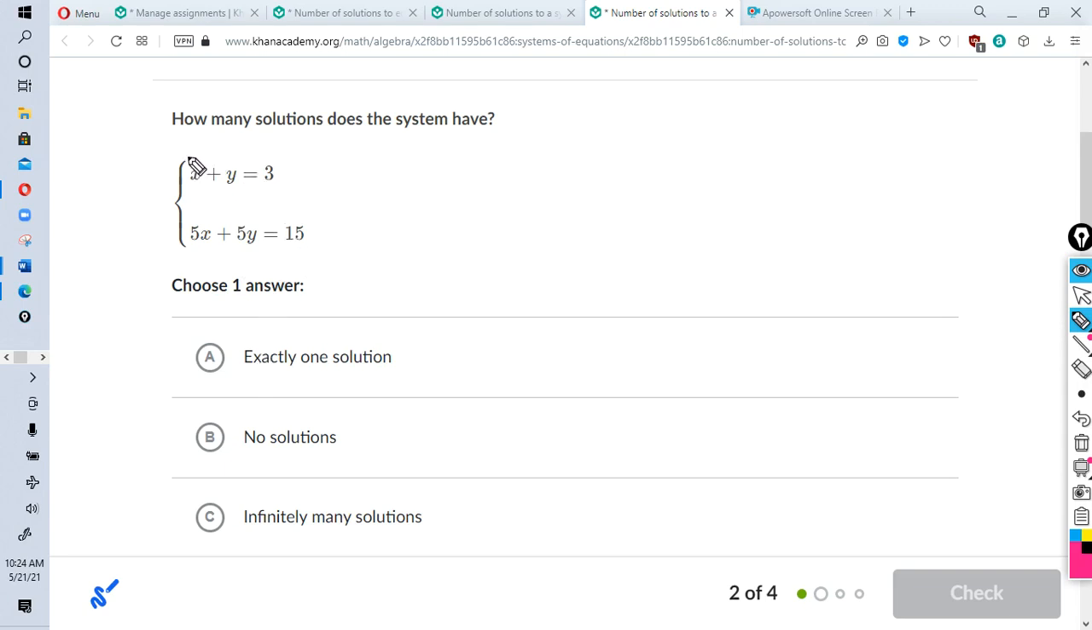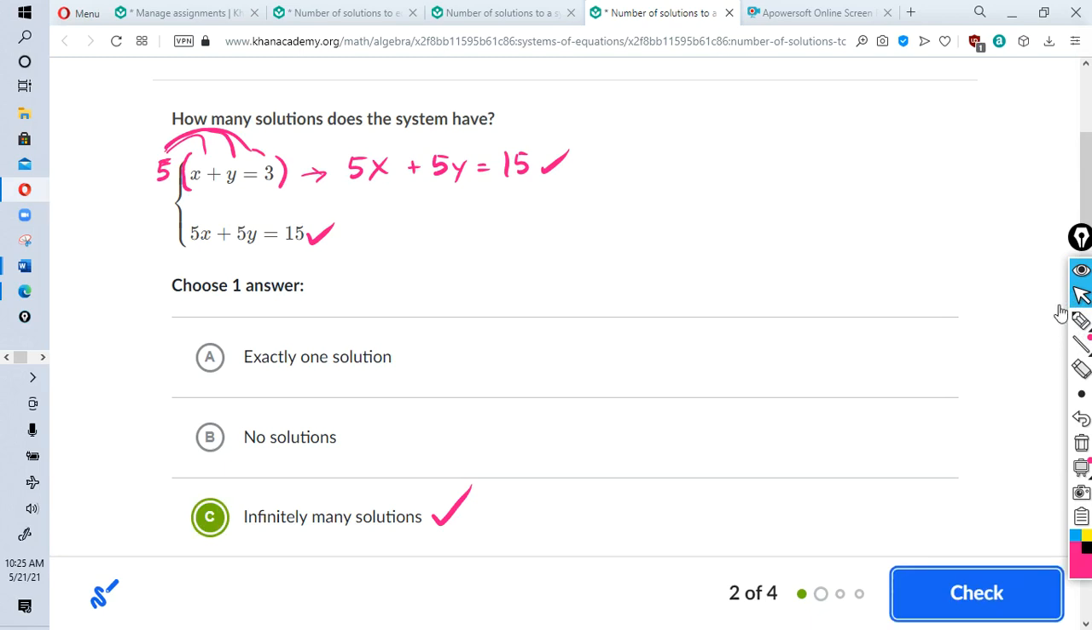If you want me to prove it, I'll take the top equation and multiply it by 5. I'm allowed to do that as long as I do it to both sides of the equal sign. I'm going to multiply both sides of this by 5. So distributing the 5, I have 5 times x, 5 times positive y, and then the equal sign, and 5 times 3. So notice I have the same equation: 5x plus 5y is 15. It's the same line. That means it's going to be infinitely many solutions.